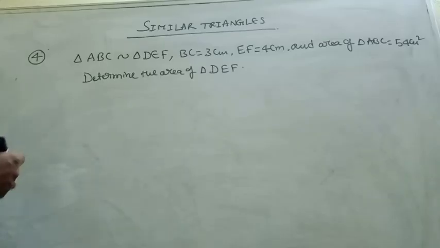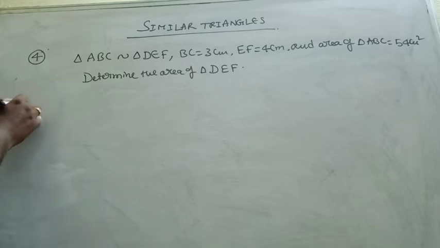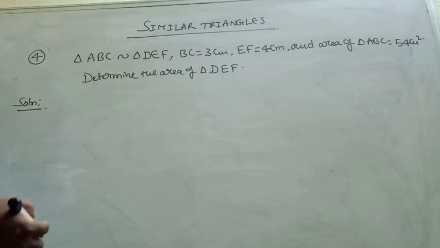See this particular very simple problem, my dear students, the fourth one in our class. Triangle ABC is similar to triangle DEF. BC equal to 3 cm, EF equal to 4 cm, and area of triangle ABC is 54 square centimeter. Determine the area of triangle DEF. Very simple problem, my dear students.